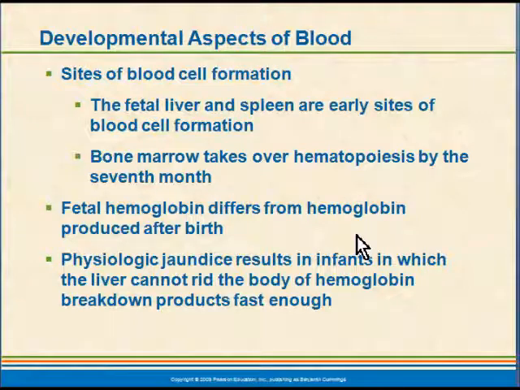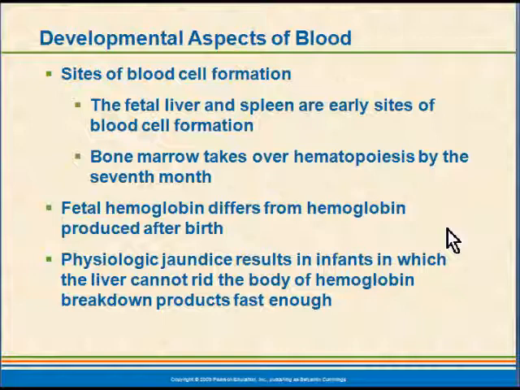There are some differences in fetal hemoglobin. Because the baby doesn't really use its lungs, actually doesn't use its lungs at all, the placenta is functioning as the lungs. Fact is that there's less oxygen getting transported, and so fetal hemoglobin binds to oxygen a little tighter than adult hemoglobin.